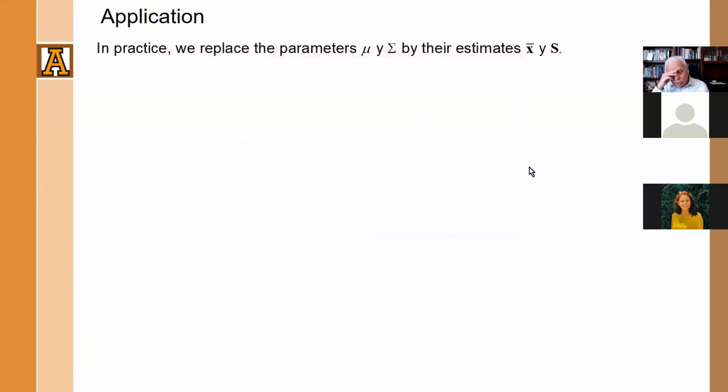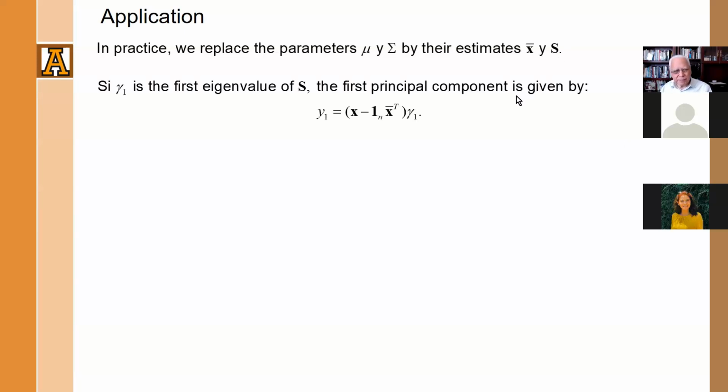Now, in practice, we don't know the mean, mu, nor the variance covariance matrix, but we use the sample mean and the sample variance covariance matrix. Although we're going to be working with sample statistics here, we'll keep the notation for the eigenvalues and eigenvectors. So we'll be calling gamma 1 the first eigenvalue of S. I should use a different letter, because gamma refers to the population, to sigma, but we'll use the same notation. Gamma 1 is the first eigenvalue of the sample variance covariance matrix.